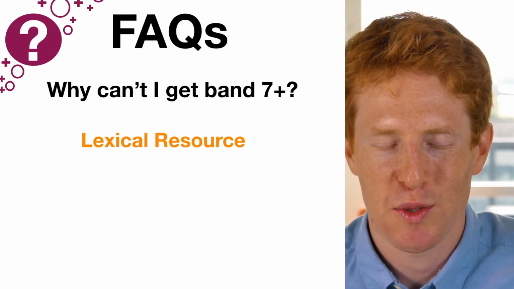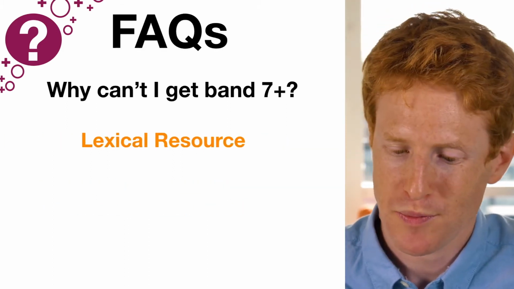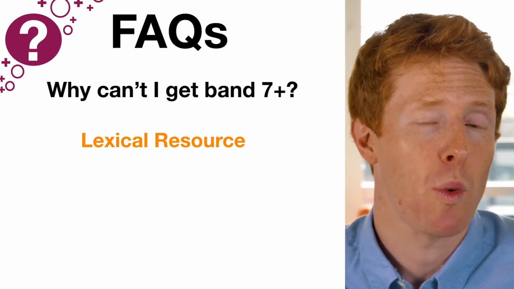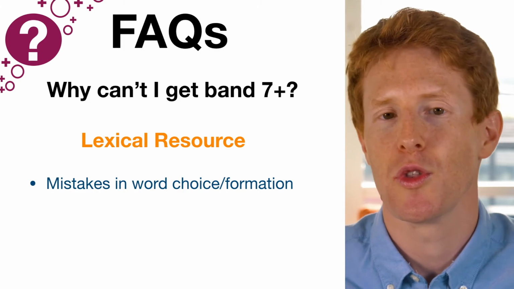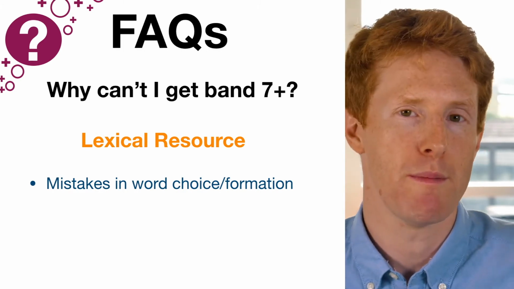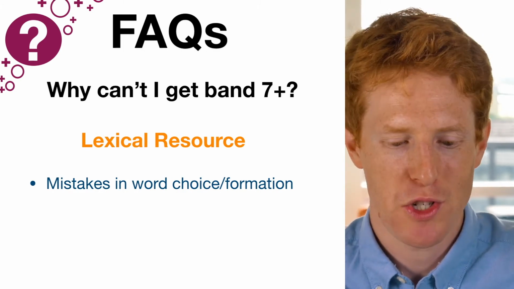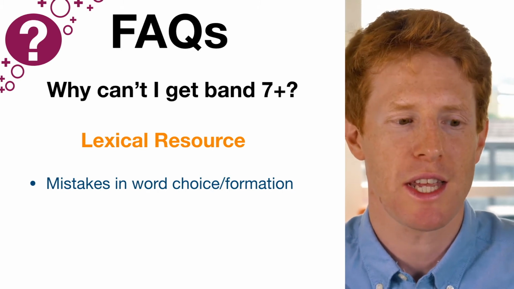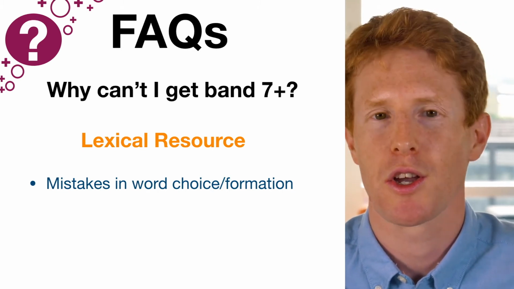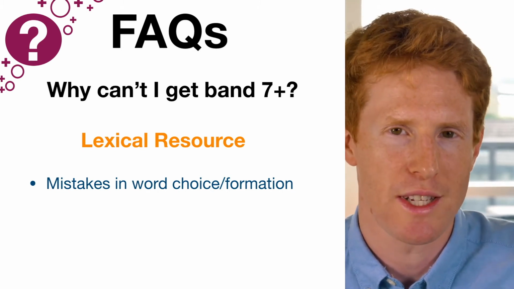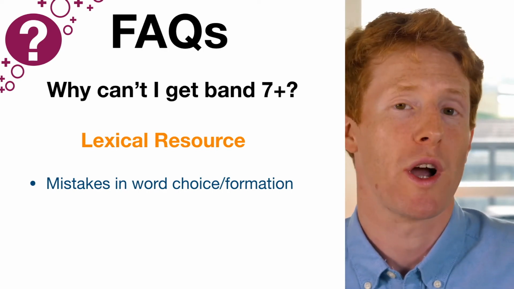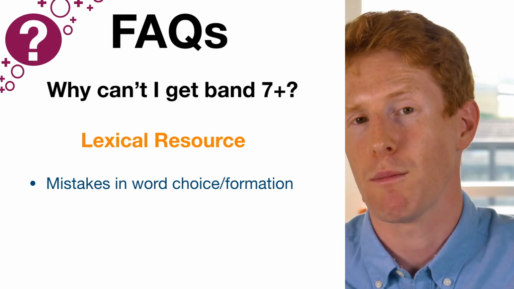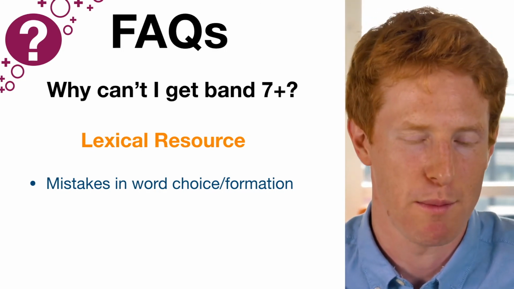Next, lexical resource. Now, this is vocabulary. One of the main reasons why you won't be getting band 7 or above is that you make mistakes in your word choice or word formation. So word choice is, for example, using the specific word that conveys the meaning in your idea. And then word formation is, are you using the right form of the word? For example, a noun, adjective, or verb.